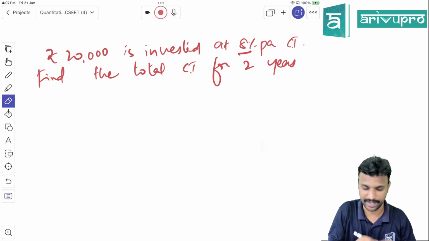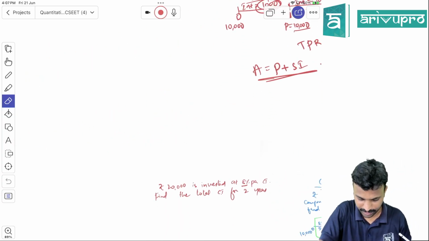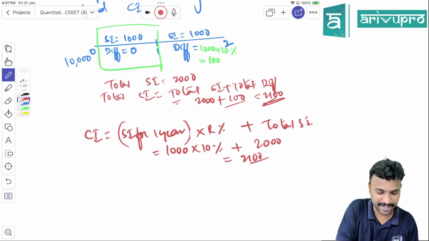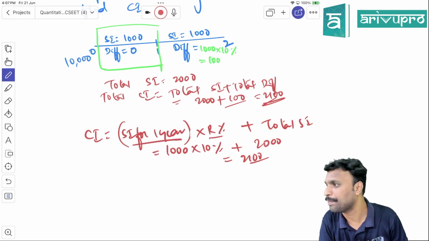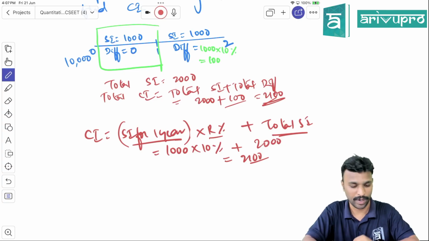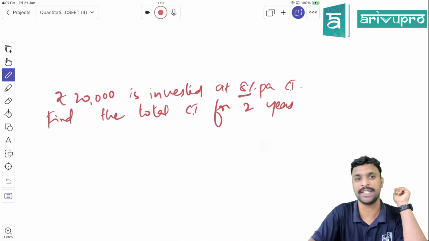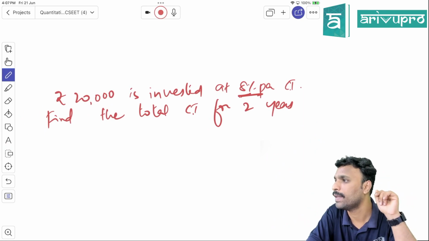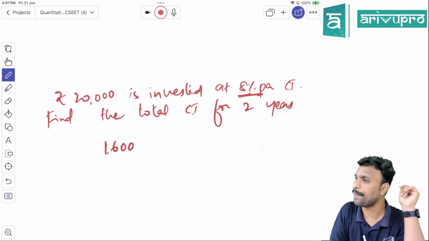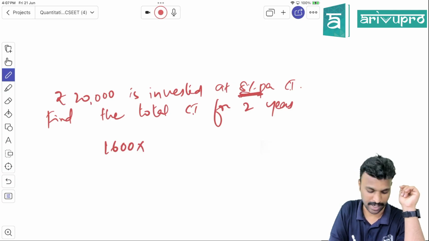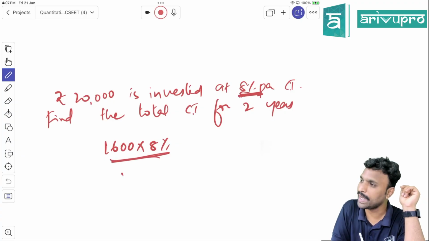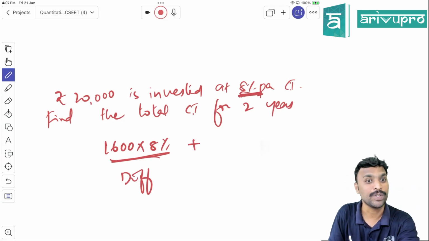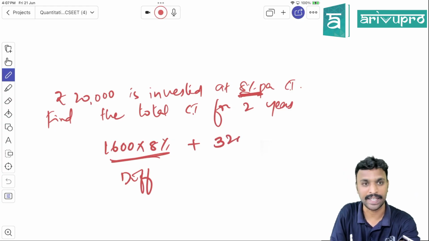Now what did I say? CI is nothing but what? SI for 1 year into R percent plus total SI. What is SI for 1 year? If 20,000 is the principal and 8% is the rate of interest, 8% on 20,000 is 1,600. Understood? Into how much percent will you take? 8%. If you do this, what will you get? The difference between CI and SI. Plus total SI is how much? 1,600 into 2 is 3,200.